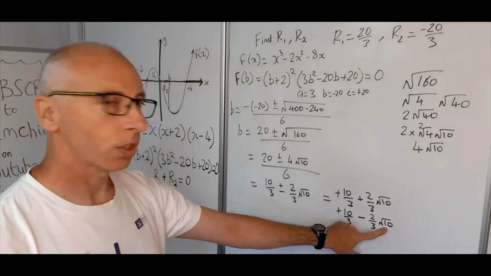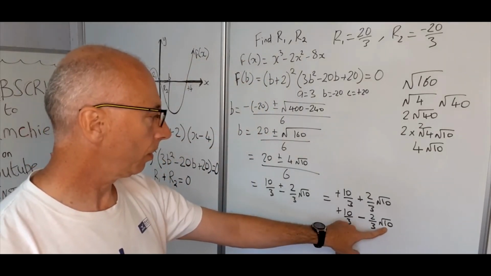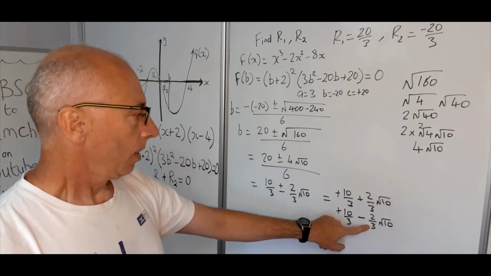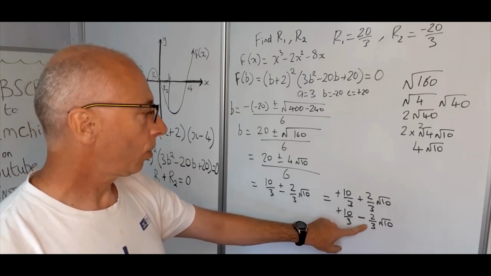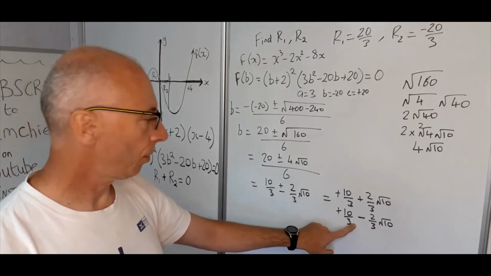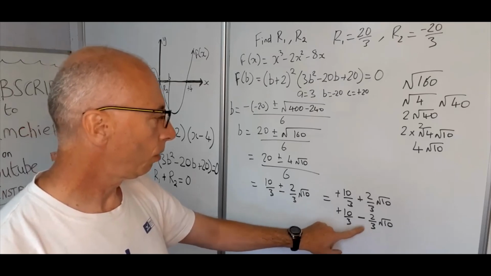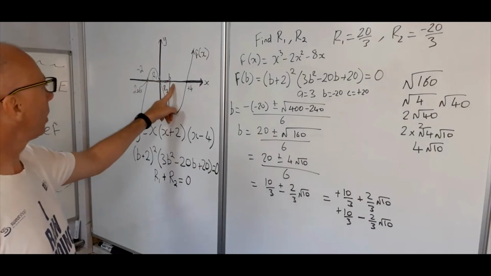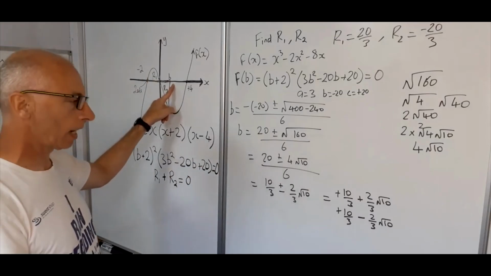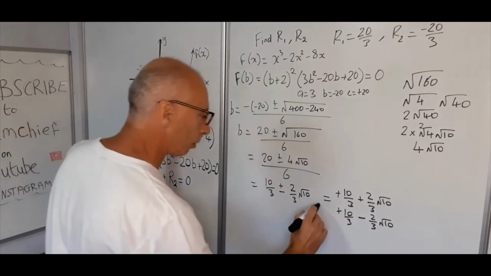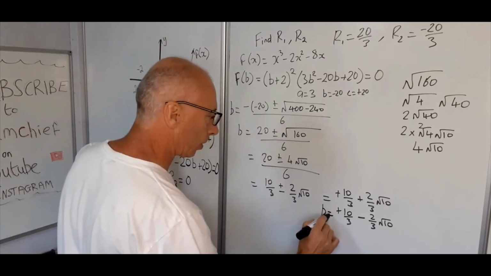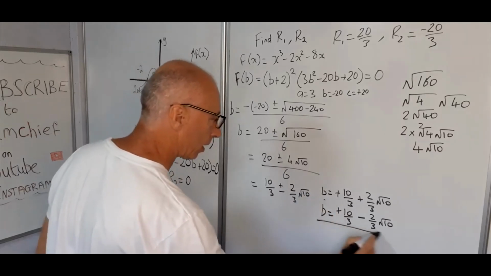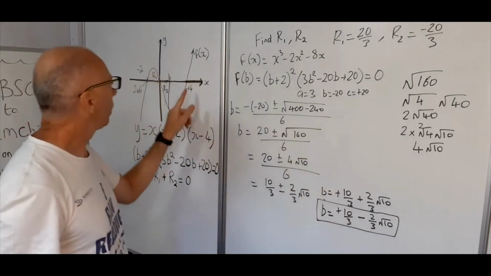Okay, so root 10 is just above 3. 3 2s are 6. 6 over 3 is 2, so that's just above 2. So 10 over 3 minus 2 will give us around about 1.3-ish. So that's going to be just perfect for us to be in here. So our exit point here will be B equals this one and B equals this one. Now this is the one that's on the graph here.